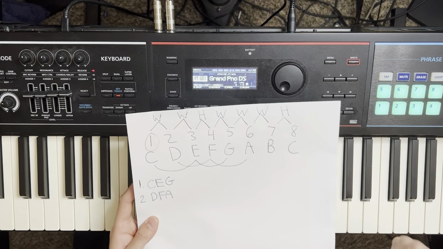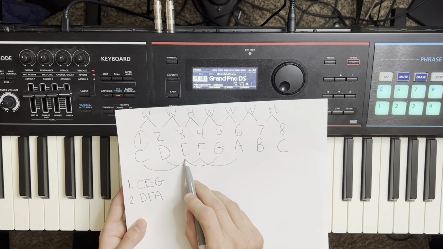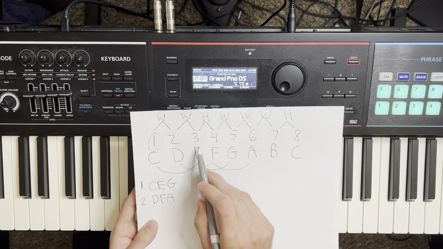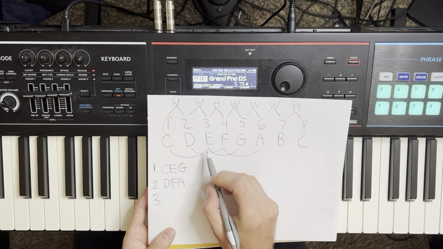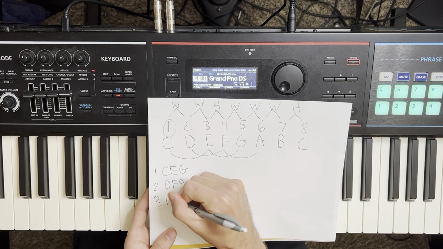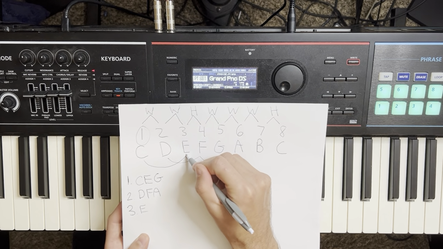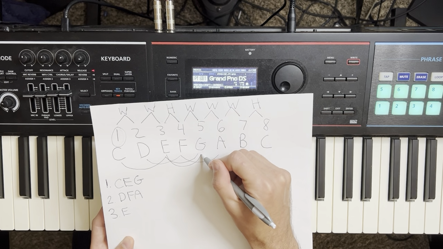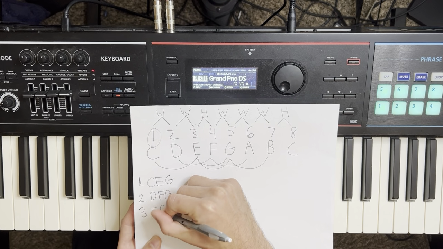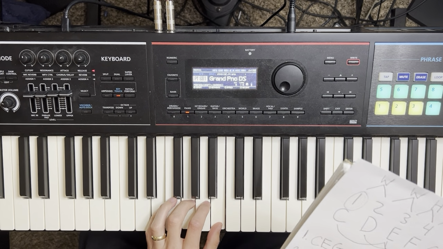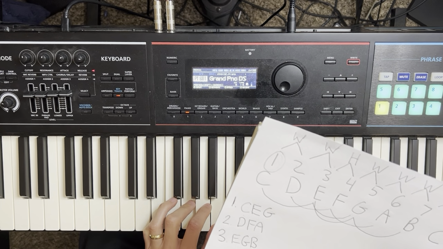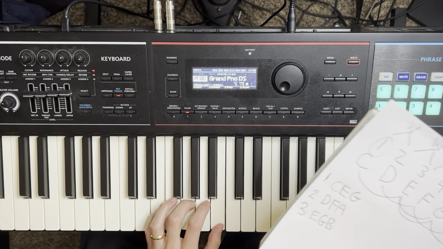So you can keep doing this. You can get the 3 chord by starting on the E, because that is the third note of our scale, and just start on E. So here is number 3. We start with an E, and just do every other note from E. So E, G, B would be our 3rd chord of the scale. And we're going to keep going and do the next one. So that's our 3rd chord.